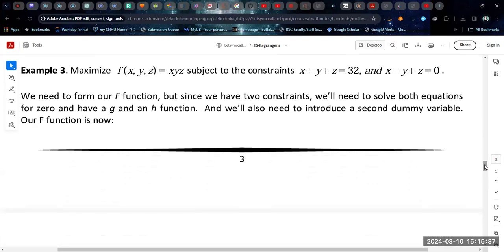And then let's look at one example where we are subject to 2 different constraints. How would you include those? Well, in this case, we're going to have 2 constraints. We'll call this one g, and then this one we'll create an h function for. And then we'll also have 2 of these Lagrange multiplier cases, not only lambda, but also mu. So we'll have a second dummy variable.